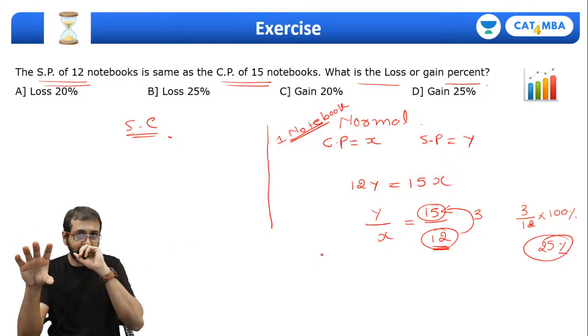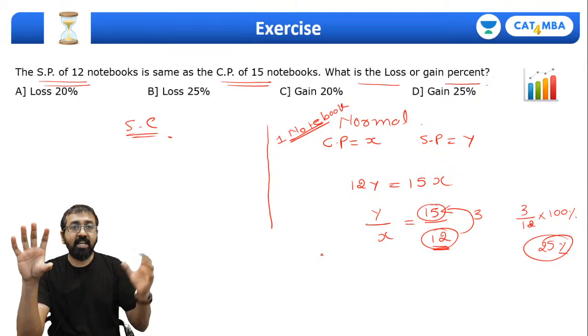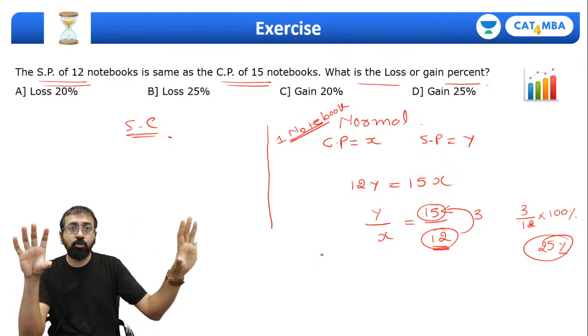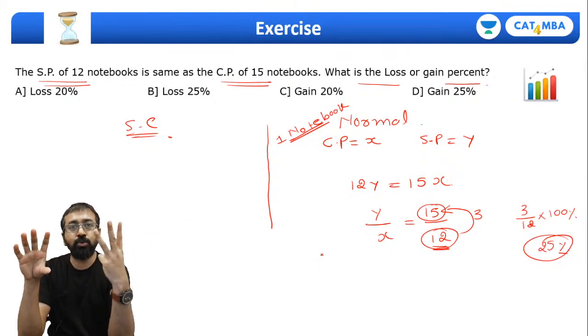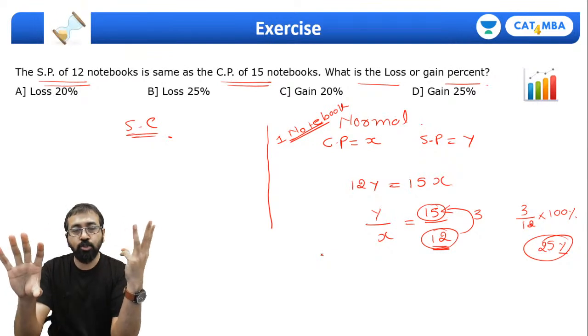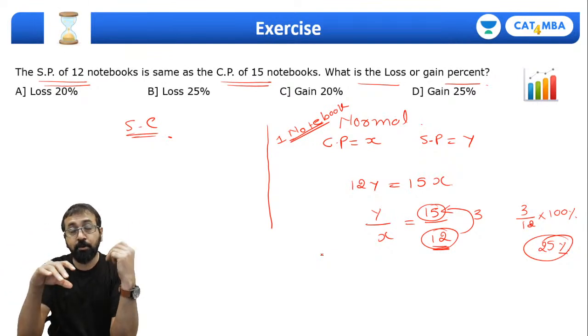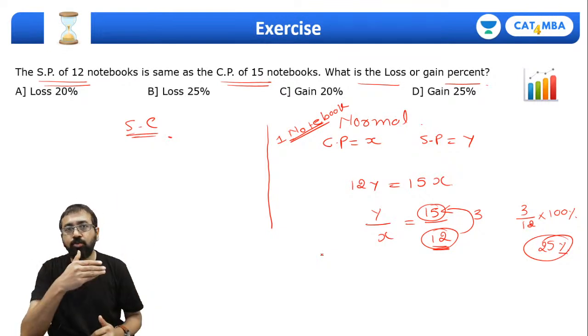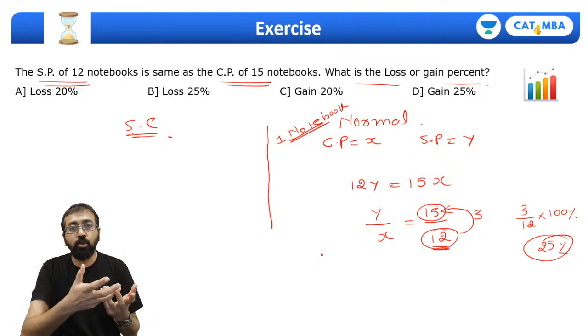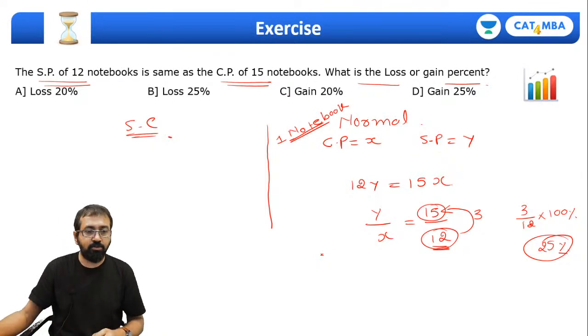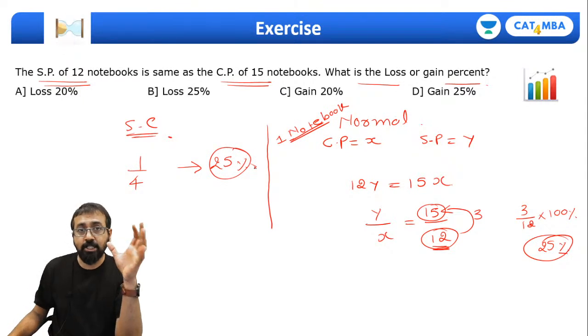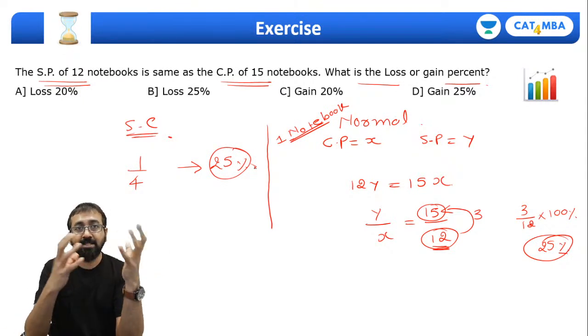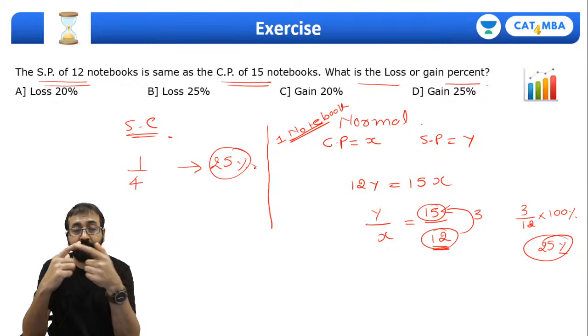Same way, if I sell 12 notebooks and recover the cost of 15 notebooks, that means I'm making a profit equal to 3 notebooks. So profit percentage is 3 by 12, that is 1/4, that is 25%. You don't even need to use pen and paper for this. Straight away the profit would be 1/4, that is 25%. Correct? So this is how you are expected to answer questions when you take up exams like SNAP, CMAT, CET, MAT and all.